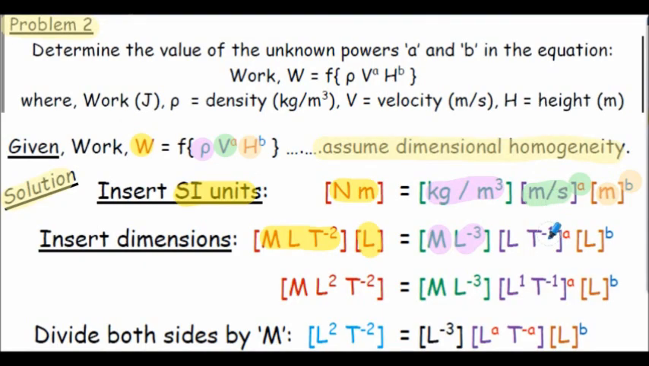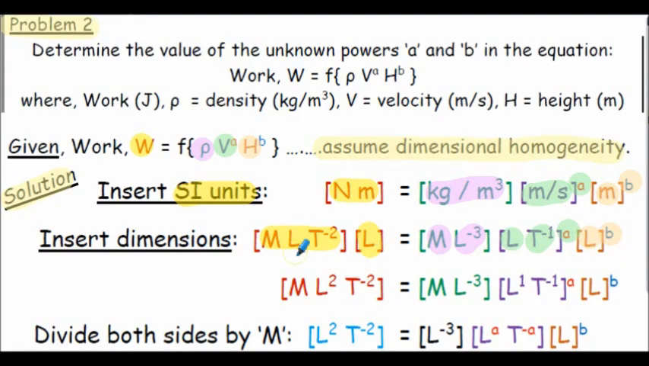The meter per second, meter has the dimension L, and per second here, second has a dimension of T, so again I'll write that as T to the negative 1. And the unit of the variable h, height, is the meter, so that has the dimension L. Again, notice the exponents or the powers are still included here.